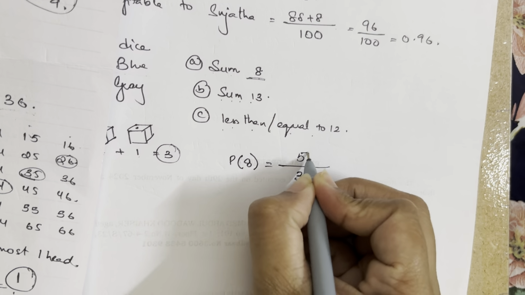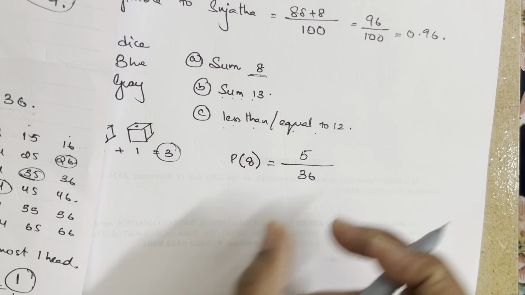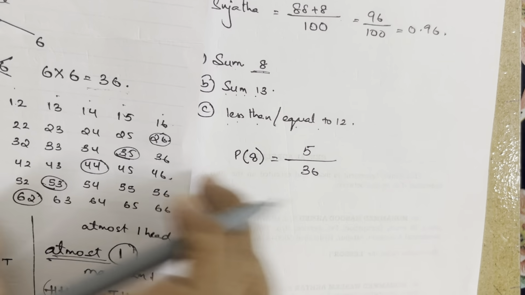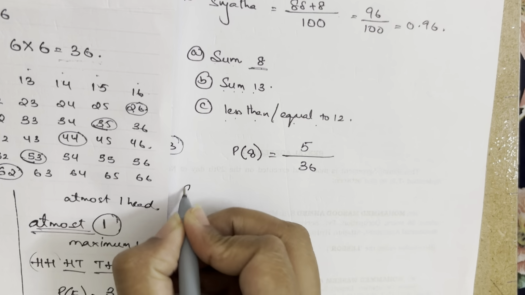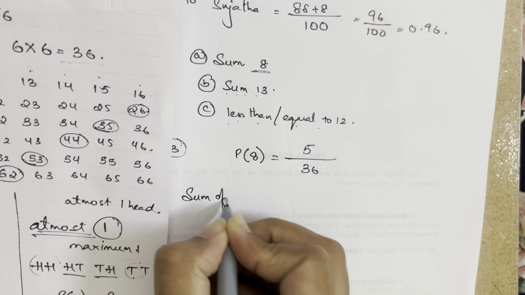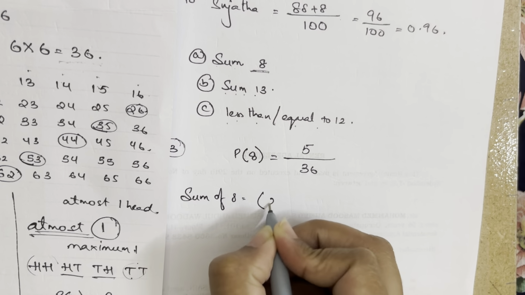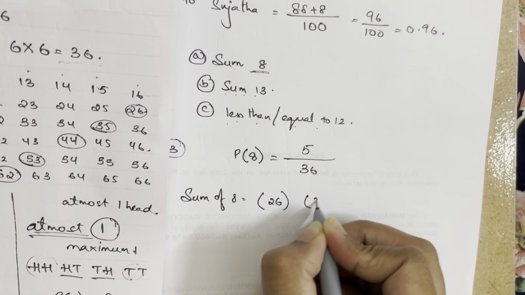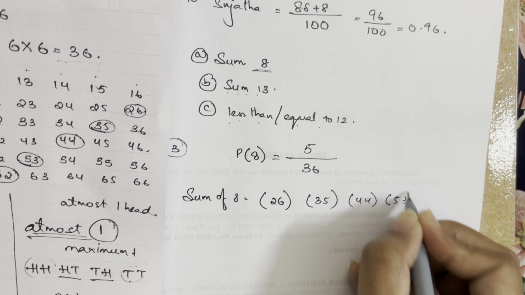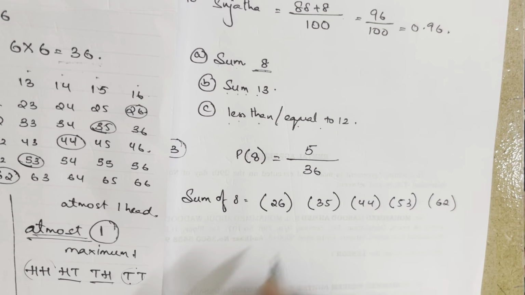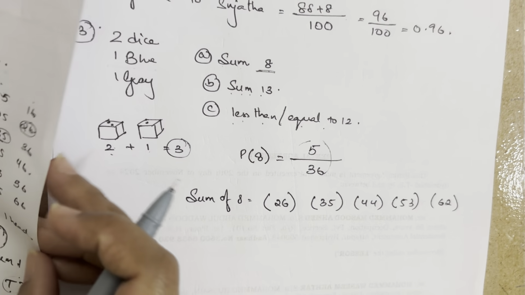So I'm going to write it as 5. You can just write it as 5 because you will anyway make this table in a rough column and you're going to mark them. If you want to write sum of 8, you can write the pairs as well: 2 6, 3 5, another pair is 4 4, another pair is 5 3, another pair is 6 2. And this would be your probability.